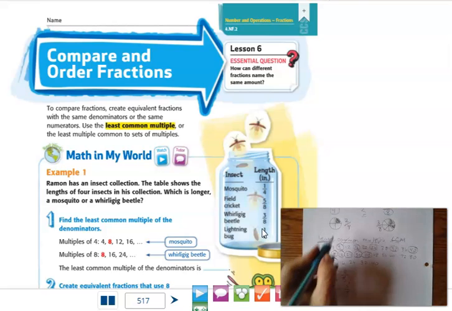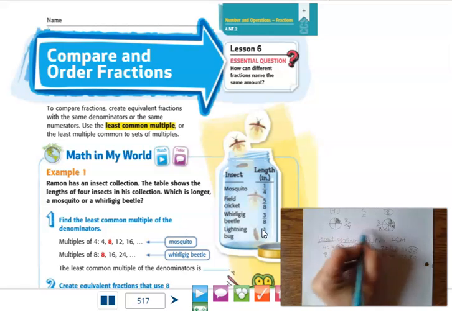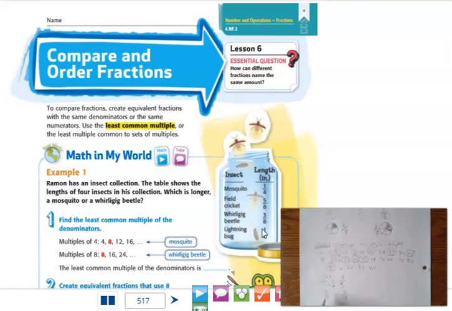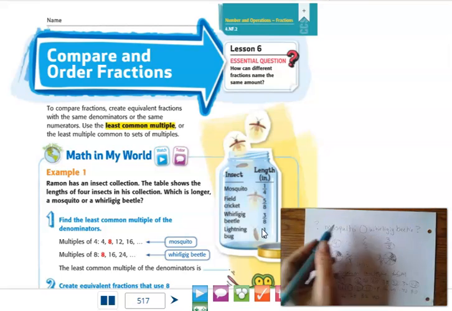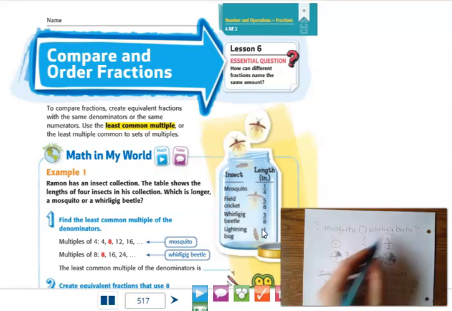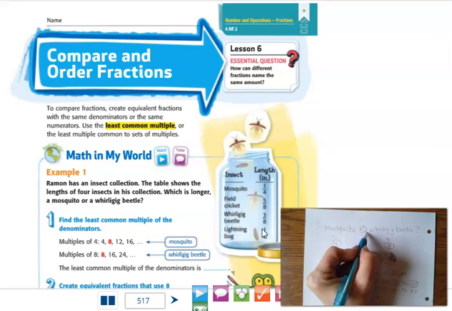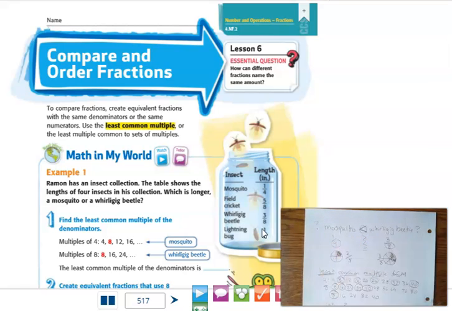And now looking at it that way, since my denominators are the same, 2/8 is going to be less than 3/8. So I can go all the way back up to my top. If a mosquito is 2/8 and a whirligig beetle is 3/8, I can tell that the mosquito is less than the whirligig beetle. Now the question is, which is longer?